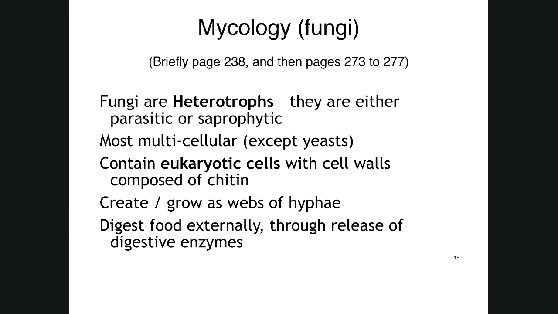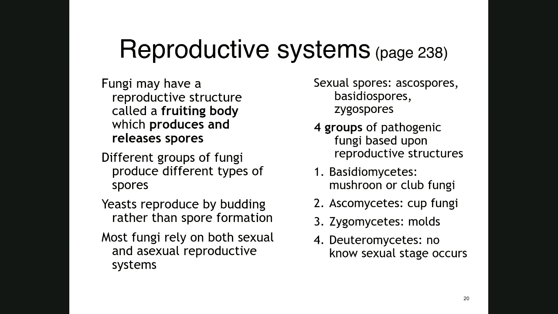They contain eukaryotic cells versus prokaryotic, which prokaryotic cells are bacteria, but eukaryotic cells have cell walls that are composed of chitin. And most of the time, your fungi are going to create webs of hyphae and so forth. And they digest food externally through a release of digestive enzymes. They are actually broken apart by their reproductive systems.